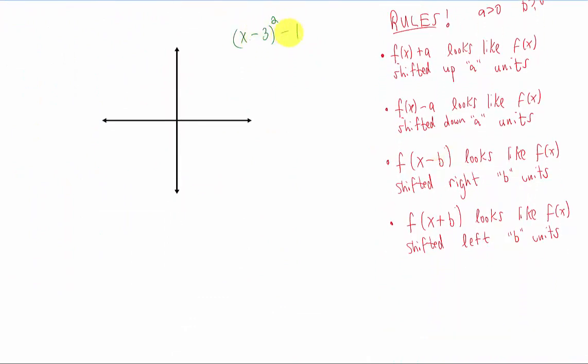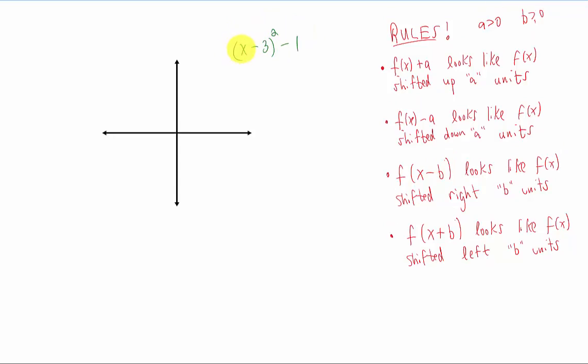Let's combine all of these rules and figure out what a graph of (x minus 3) quantity squared, minus 1 would look like. Well, the basic graph is going to look like a parabola, the x squared quadratic function. This minus 1 is going to shift that whole thing down 1 unit. This minus 3 is going to shift the whole thing to the right 3 units. So that's going to move the vertex of our parabola to the point (3, -1), and it's just going to look like a parabola that opens upwards.